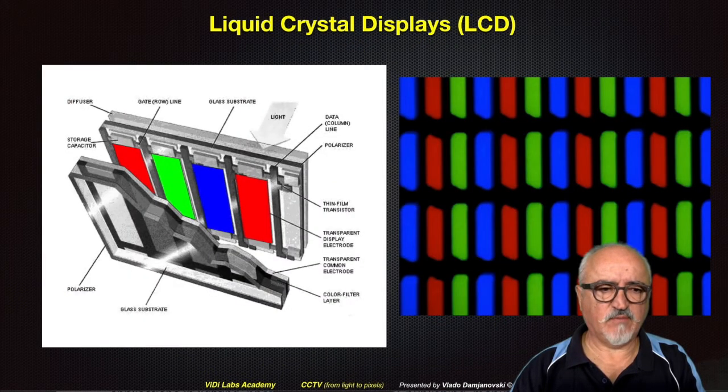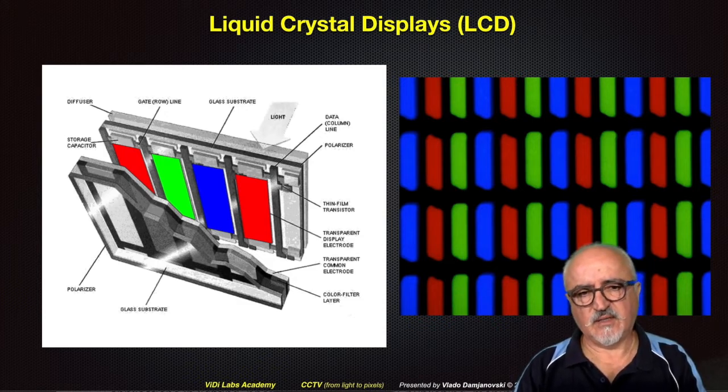This is a magnified view of a liquid crystal display screen. As you can see, they're always aligned next to each other: red, green, and blue. And again, by controlling each one of them separately, individually, all the colors in the gamut that this LCD display is able to show are going to be reproduced.